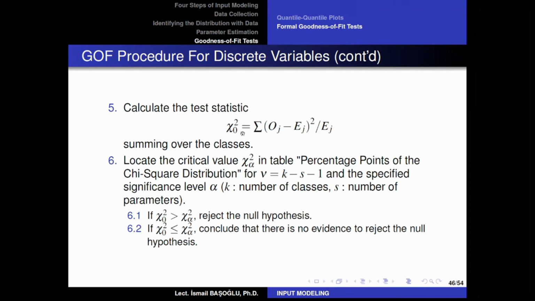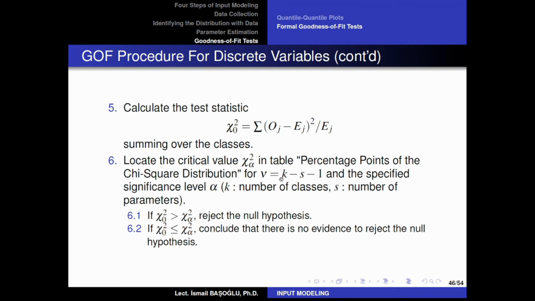Then the next step is this. Just like in the uniformity test, I'm going to calculate the chi-square test statistic. I find the difference between the observed frequencies and the expected frequencies for each j value, square it, and divide by the expected frequency in that class. Then I sum this over all the classes. Then I compare this test statistic with the critical value obtained from the percentage points of the chi-square distribution. However, what must the degrees of freedom be here?